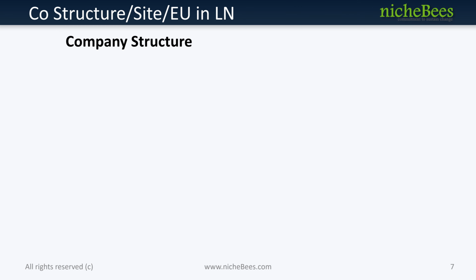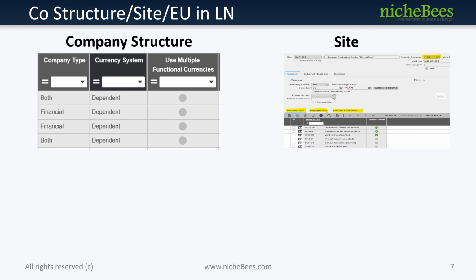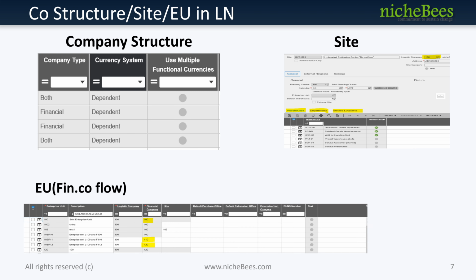In LN, we define the company structure to determine the type of company. In this example, we have the company type both financial, and we can define the company type as logistic as well. Site links the logistic company with the site to determine the logistic flow of the transaction. And we can see here each site has its own set of warehouses, departments and service locations. EU, same as in earlier versions, we define EU to determine the financial flow of the transaction, or we can say to determine which financial company the respective logistic transaction belongs to.